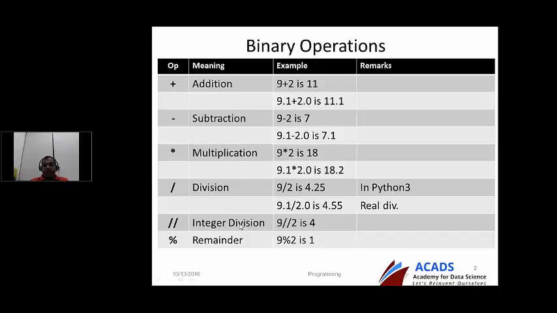Python also has integer division, which gives just the integral part of the result. So if I say 9, followed by two slashes, followed by 2, the result will be just the integral part. We will discuss this operator in more detail in the next few slides. And finally you have the remainder operator. This is the remainder which remains after doing the integer division. So 9 remainder 2 is 1. Any questions?